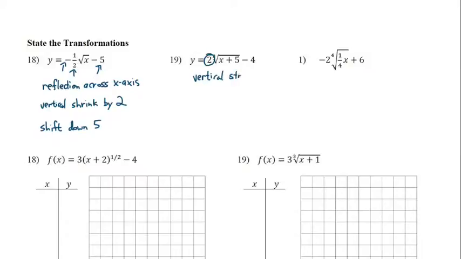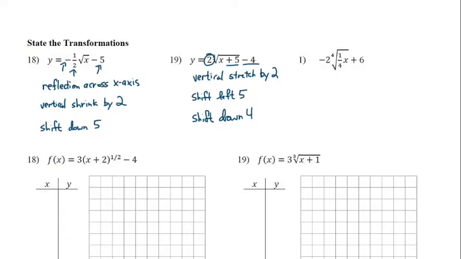Vertical stretch by 2. Okay? And then we got 2 shifts. I got a shift inside and a shift outside. Whenever you're adding or subtracting, you're shifting. So the 5 on the inside, we are going to shift left 5. Because remember, everything inside is x, so it's either left or right, and it's backwards. So instead of going positive 5, the effect on the graph is as if you went negative 5. And then the 4. We're going to shift down 4 because it's outside and normal.